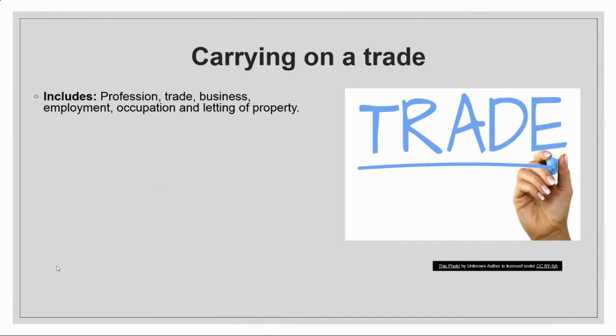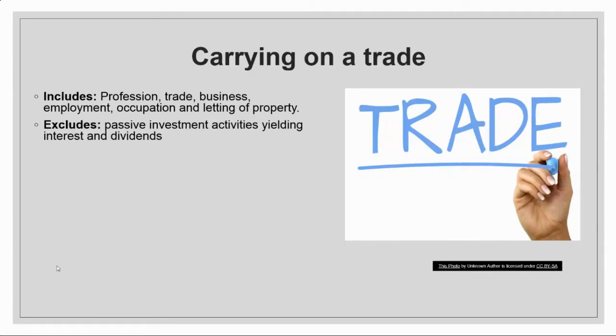If we look at carrying on a trade, now carrying on a trade includes any profession, any trade, any business, employment, occupation, letting of property. So you can see when we talk about trade, that definition is quite broad. So it generally includes everything except the following items. So it excludes something that we call passive income. So that's your interest and dividends that you earn, like on investments. That is money that you put into an account and you just make it sit there and it earns money for you. So that is what we call passive income.